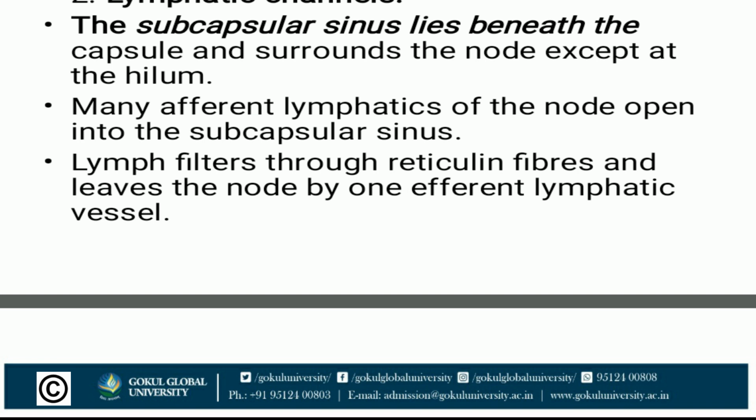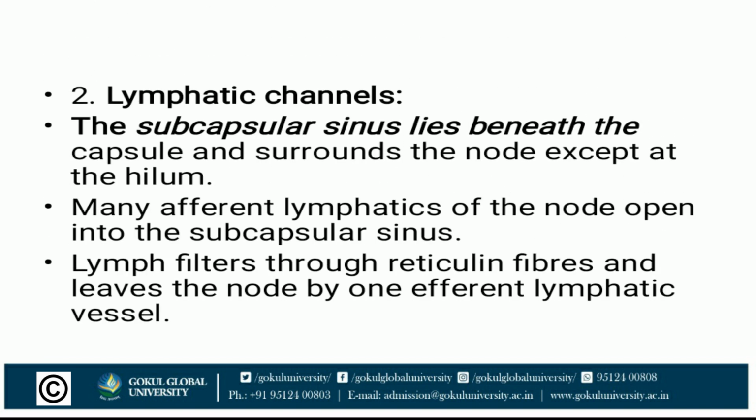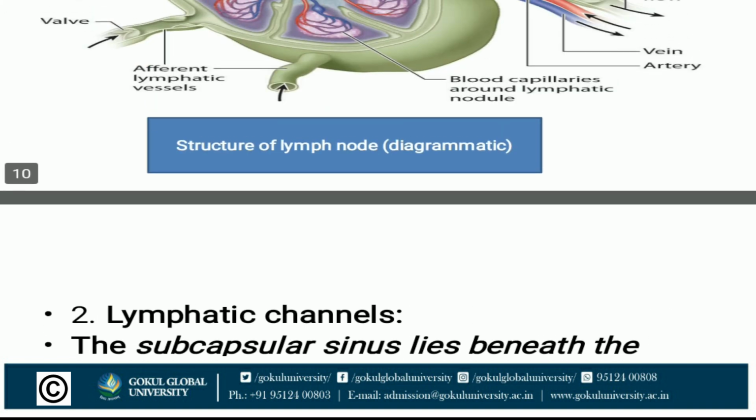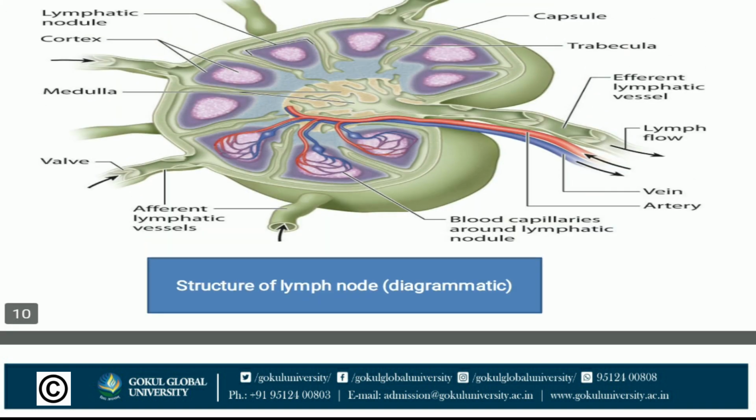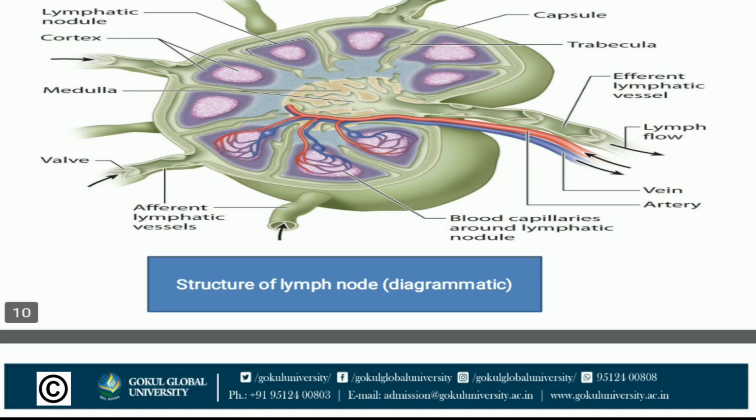Lymphatic channels. The subcapsular sinus lies beneath the capsule and surrounds the node except at the hilum. Many afferent lymphatics of the node open into the subcapsular sinus. Lymph filters through the reticular fibers and leaves the node by one efferent lymphatic vessel, that we have seen in this diagram. Structure of lymph node: efferent lymphatic vessels and afferent lymphatic vessels.